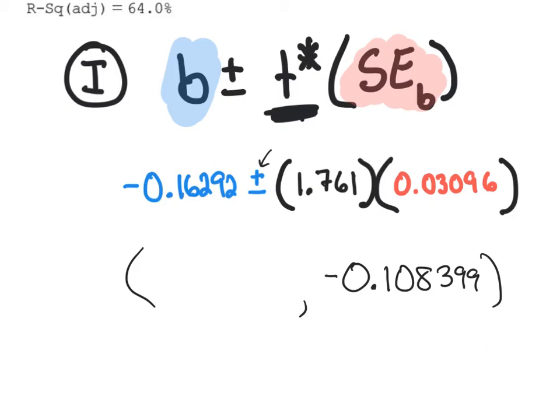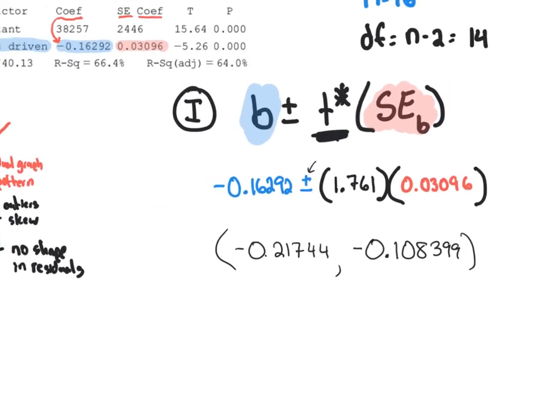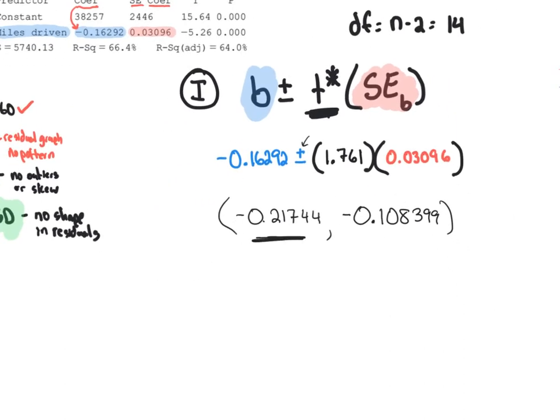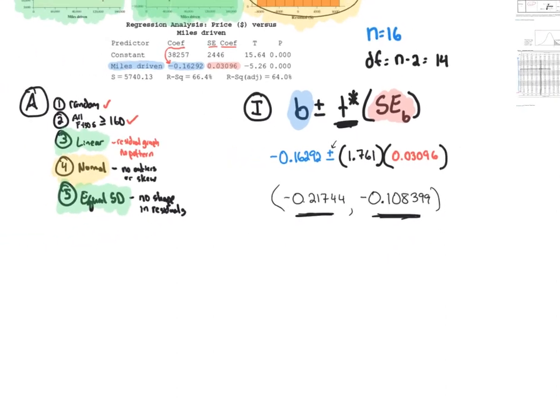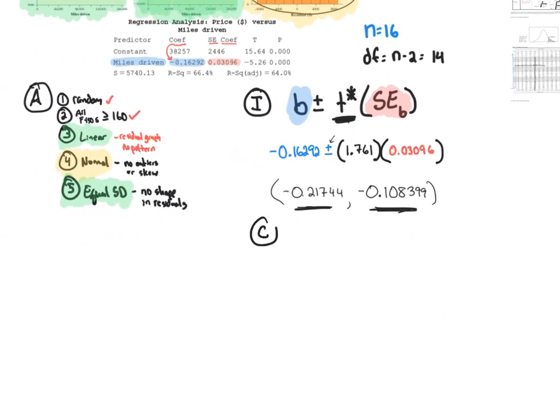Then I'm going to go right back and do it again. I'm going to go second entry in my calculator, change the plus sign to a minus sign, and I'm going to get the lower bound: negative 0.21744. Okay, so there it is. I want you to notice that both signs are negative. That means I am pretty confident that my entire slope is negative and not zero, right? It does not cross the zero. So that's just something to think about.